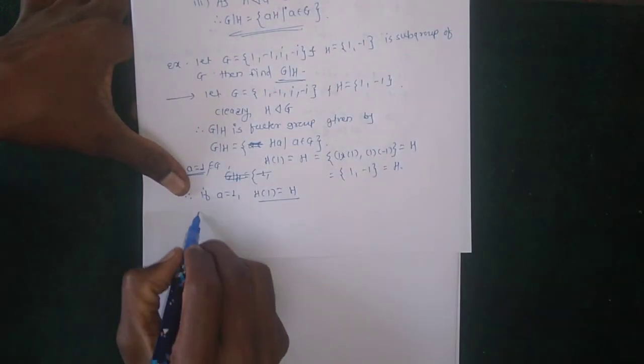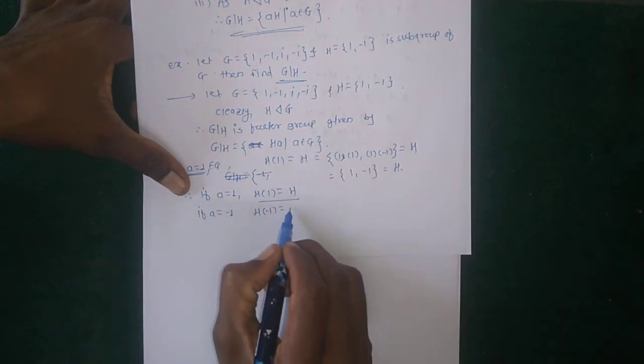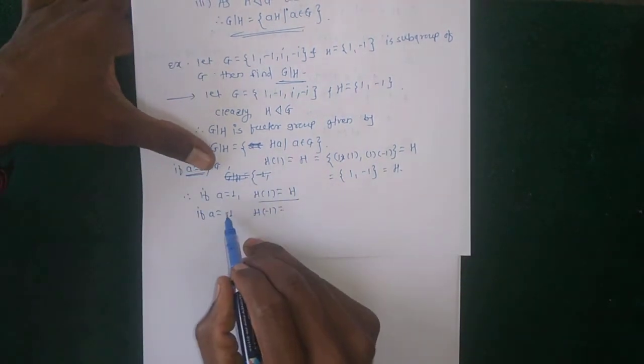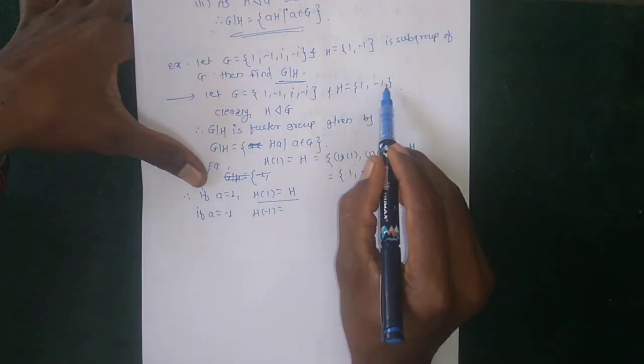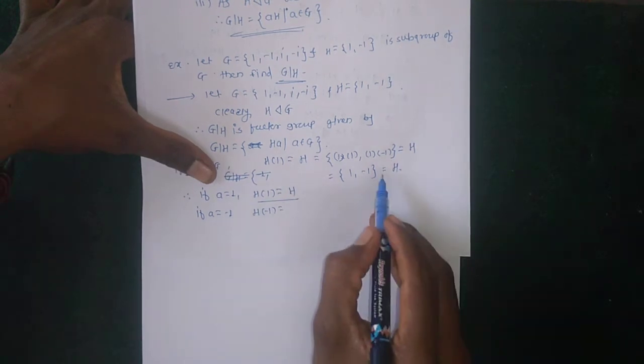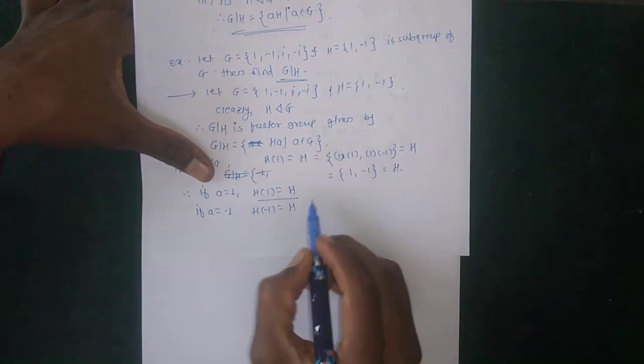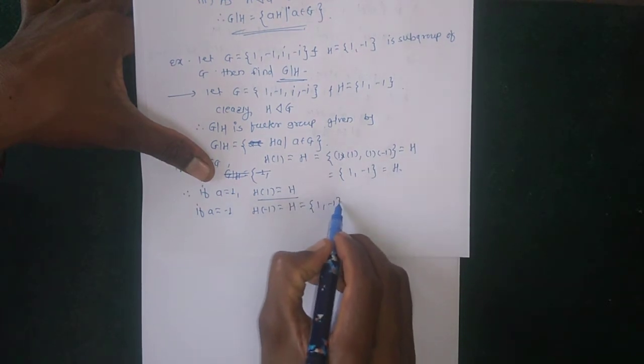Okay, similarly if A equal to minus 1, then H of minus 1 equal to minus 1 and 1. Okay, H of minus 1 contains only two elements, 1 and minus 1. This is also equal to H itself. Okay, this is equal to 1 and minus 1.